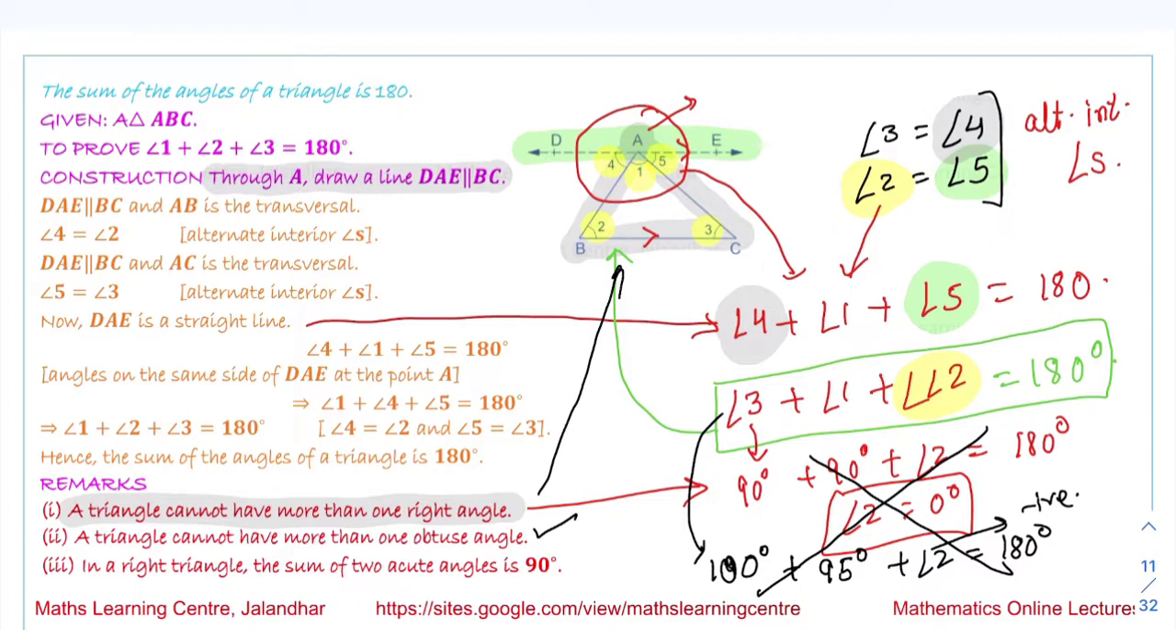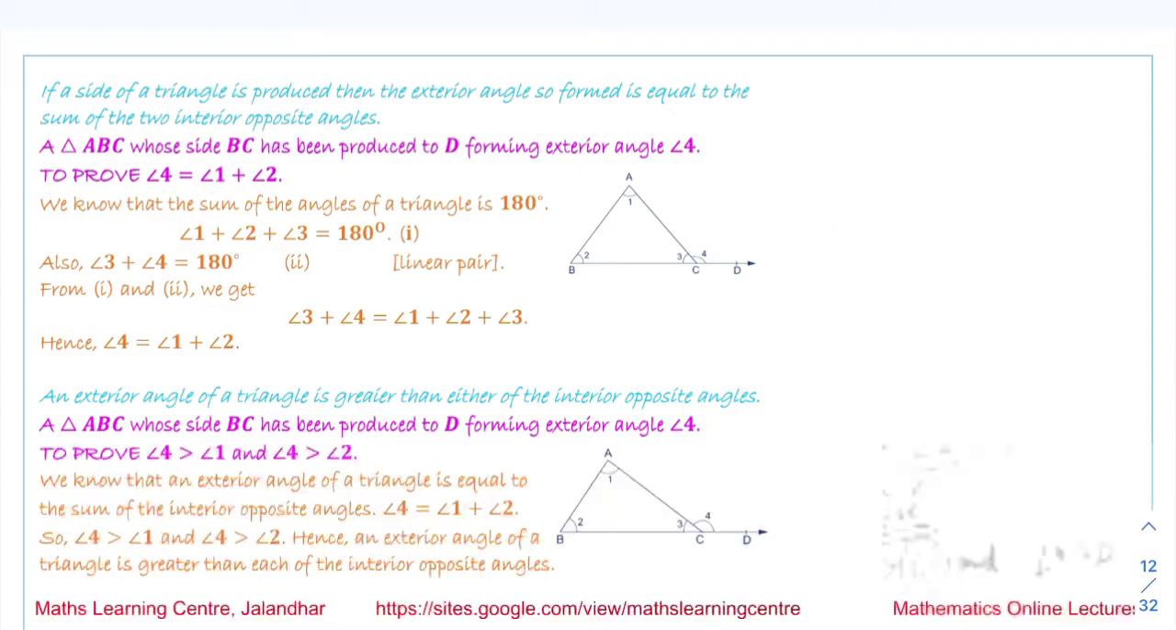Next is, if a side of a triangle is produced, then the theorem says that the measure of the exterior angle will be equal to the sum of the interior opposite angles. So the figure is drawn over here. This is ABC. Then we are saying this angle 4 is the exterior angle.